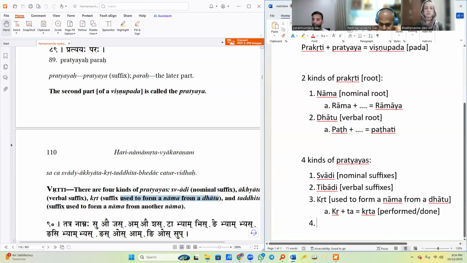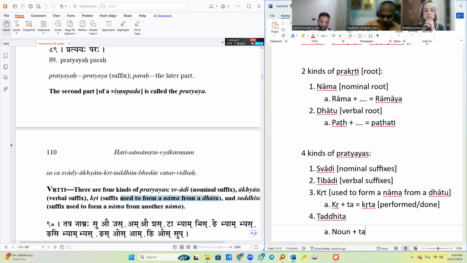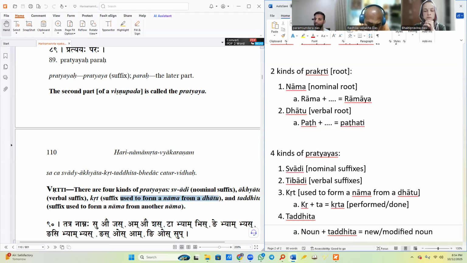We'll learn this. This is the fifth chapter. Krit suffix is the fifth chapter in this book. Tibadi is the third chapter. Swadi will be chapter 2. And then the last kind is tadhita suffixes, where we apply these tadhita suffixes to a noun. And then we get a new or modified noun. Basically, we get a new noun from an existing noun.